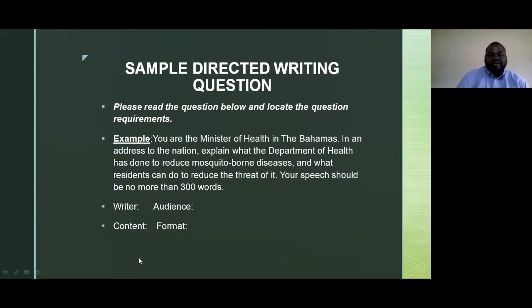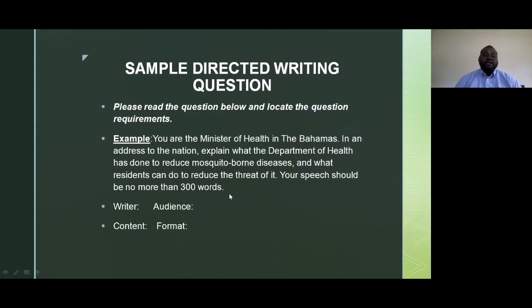You are expected to find these 4 pieces of information. First of all, how do we determine who we are as the writer? It is explicitly stated in the first line. I'm the Minister of Health. As the candidate responding to this question, pretending to be the Minister of Health, your audience then automatically infers that you are addressing the general public or Bahamians.